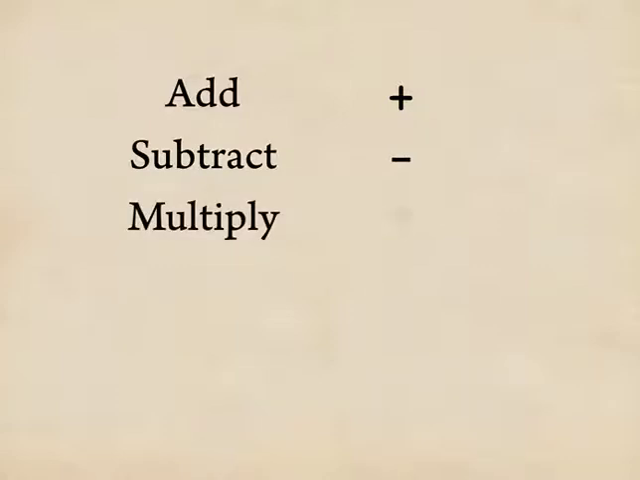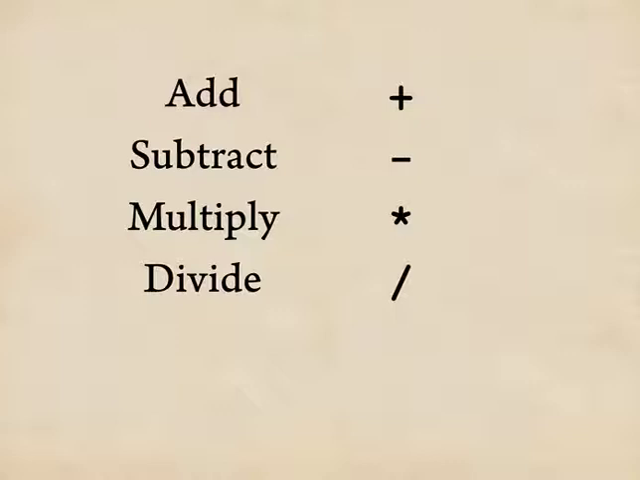We can add two variables together using plus. We can subtract them using minus. Now notice this isn't the underscore. This is actually the minus character. We can multiply them. We use the star for that. And we can divide them by using the slash.